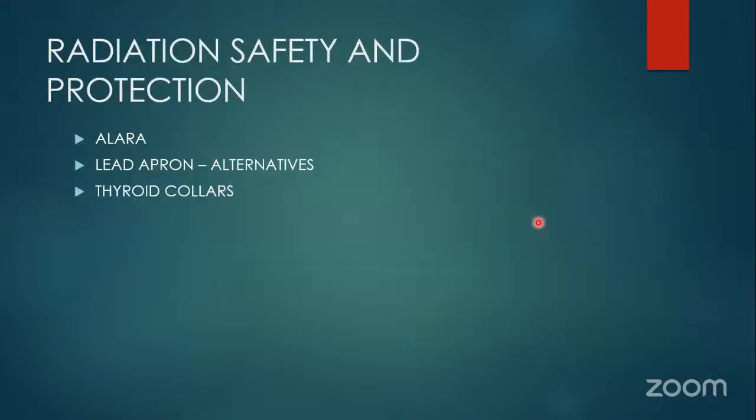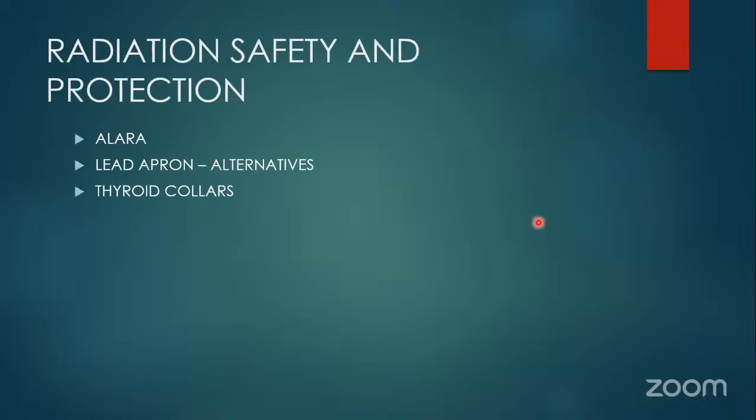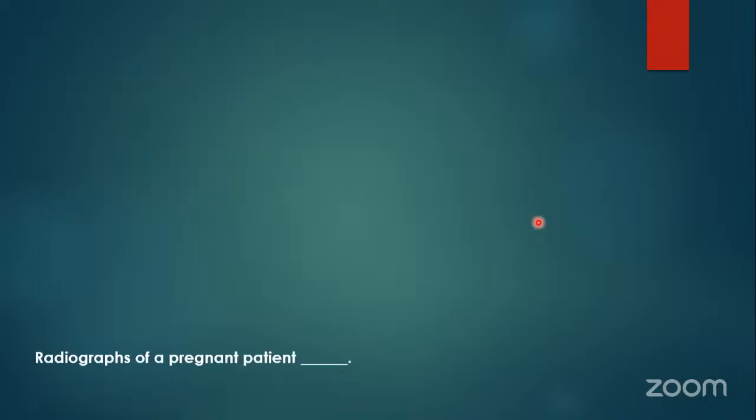Okay. So when it comes to radiation safety and protection, the principle that is most commonly involved is your ALARA principle, as low as reasonably achievable. And the usage of your thyroid collars and your lead aprons are alternatives to reduce the radiation exposure. Thyroid collars and lead aprons are present for both the personnel and also for the patient. So both of them can be protected from harmful radiation.